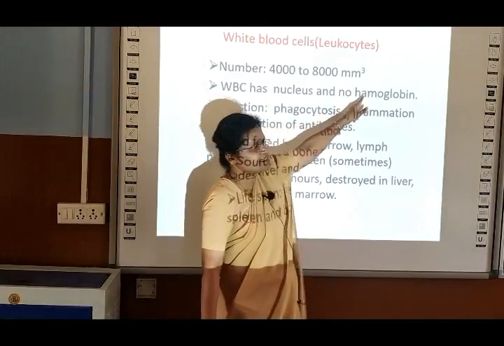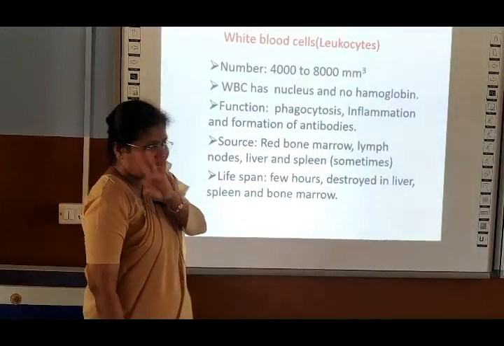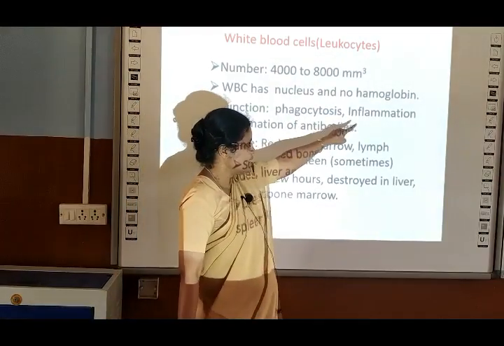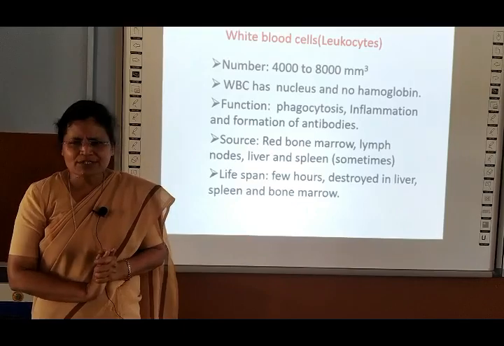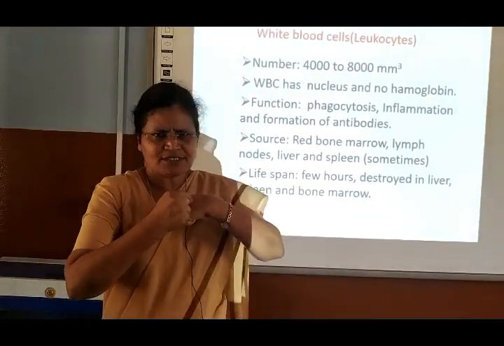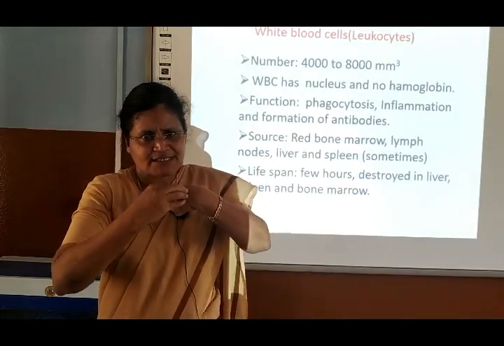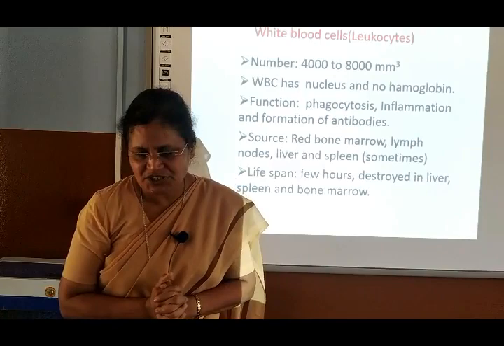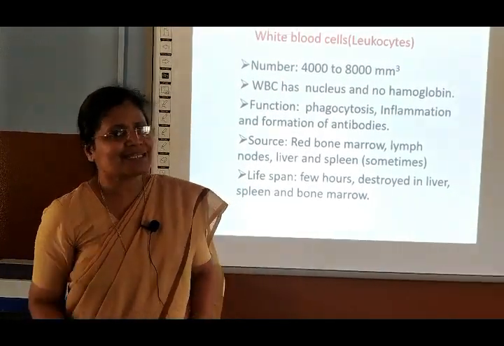RBC, because it contains a red colored pigment, that is why it is red in color. Now coming to function, there are three main functions: phagocytosis, inflammation. Children, inflammation is, suppose some wasp or honeybee bit you, immediately it swells. That swelling is called inflammation. I will teach you what exactly inflammation is and how it happens in the next class.